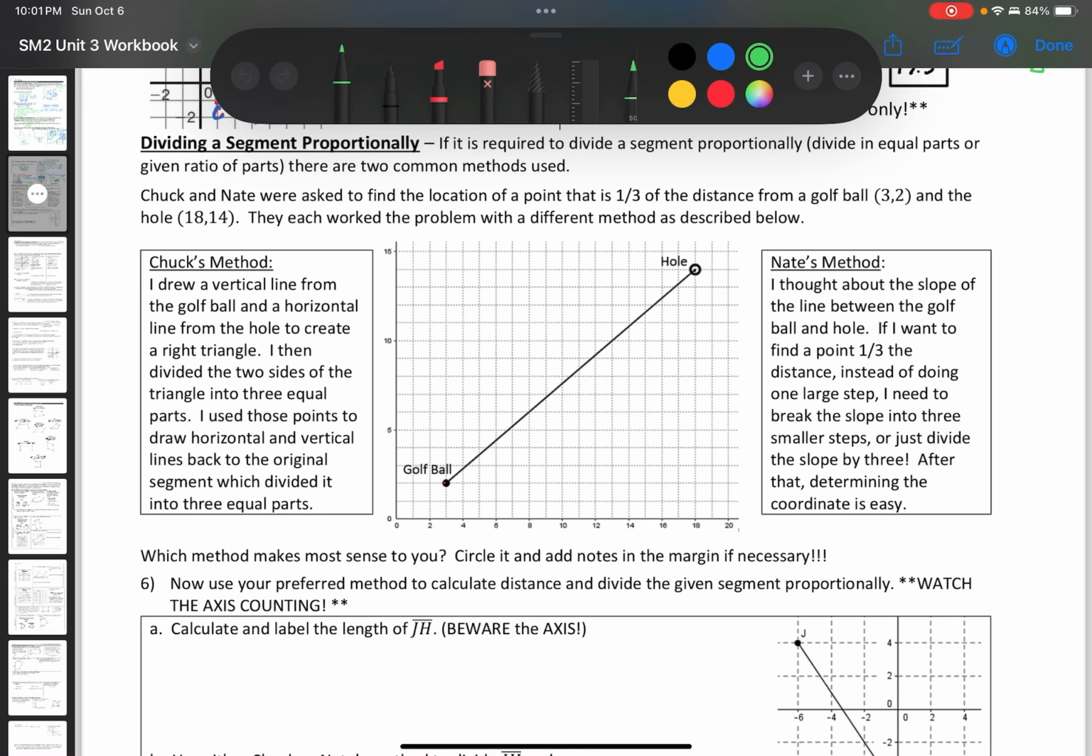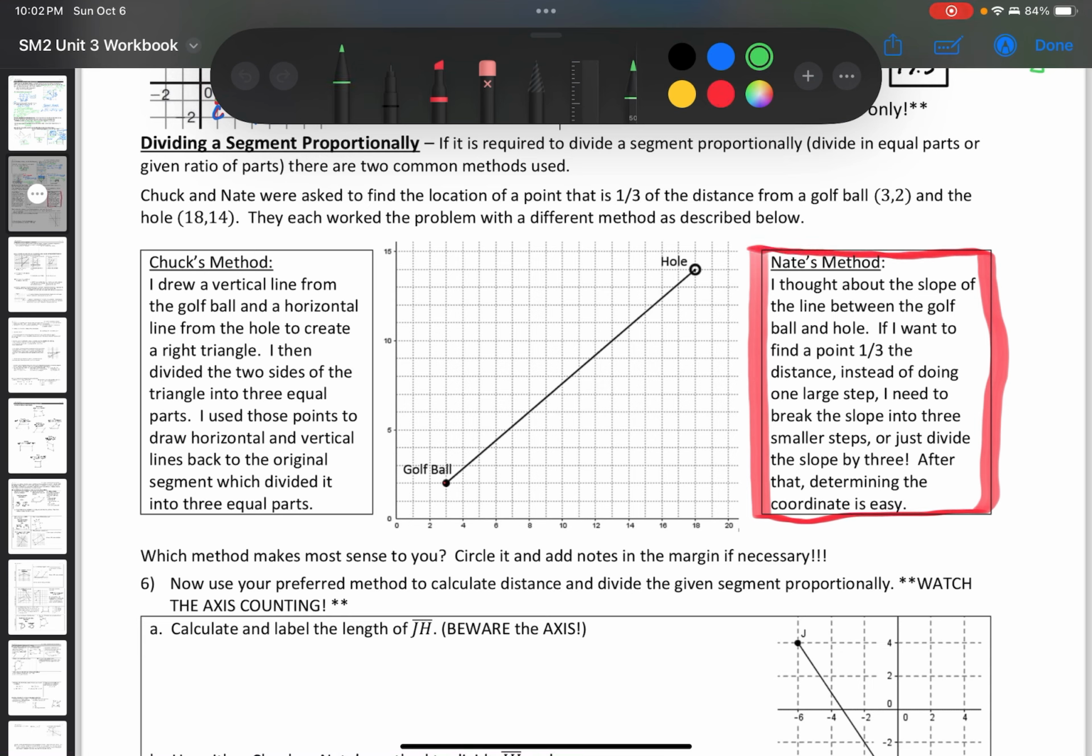Here we're given the scenario. Chuck and Nate were asked to find the location of a point that is 1/3 of the distance from a golf ball to the hole. They each worked the problem with a different method as described below. You can read through these problems on your own, but I think that Nate's method is a lot easier.